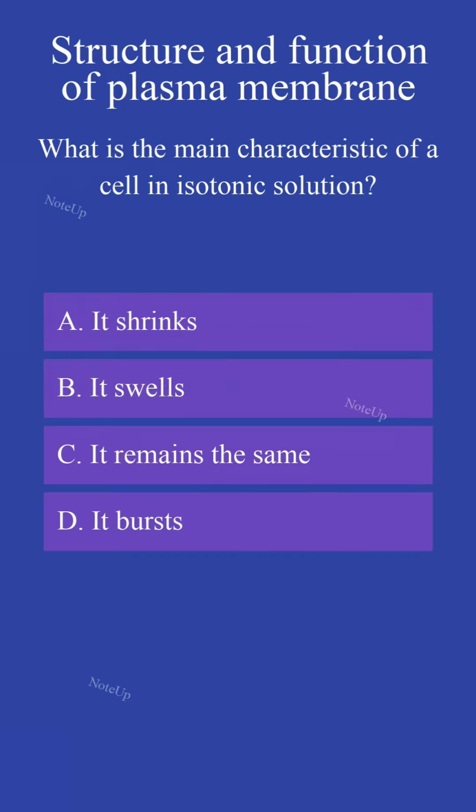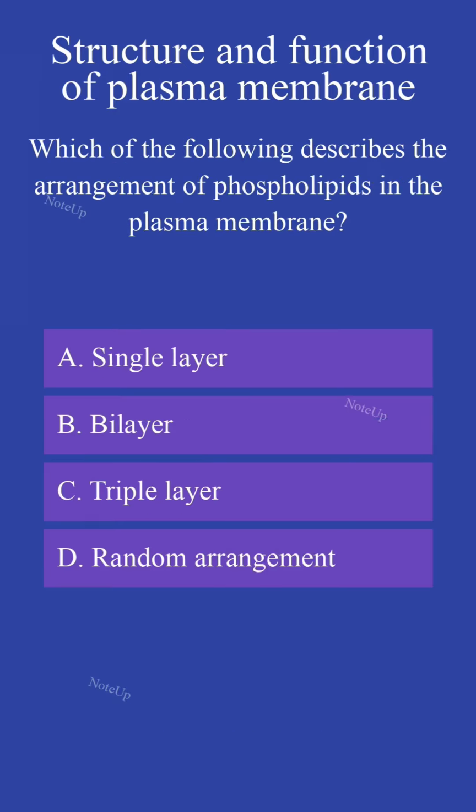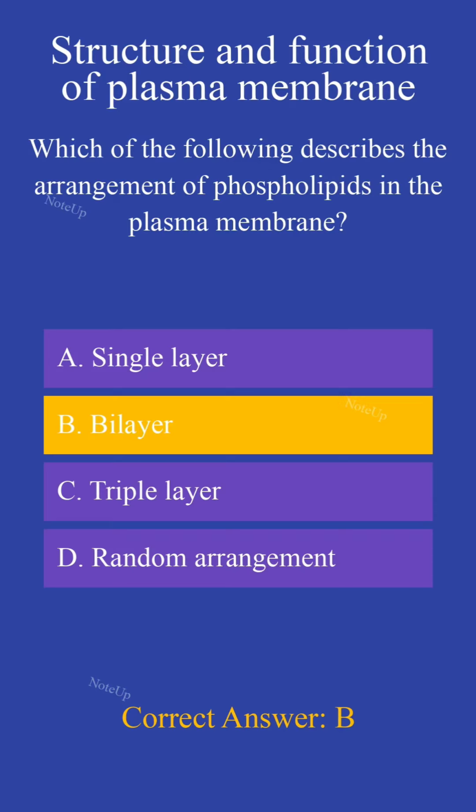Exocytosis. What is the main characteristic of a cell in isotonic solution? It remains the same. Which of the following describes the arrangement of phospholipids in the plasma membrane? Bilayer.